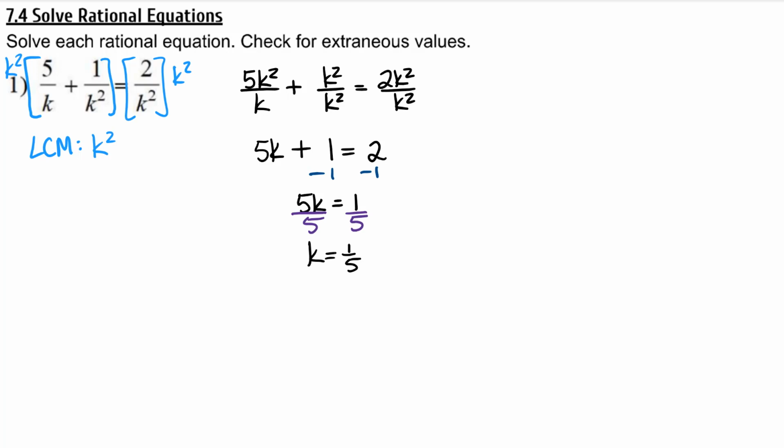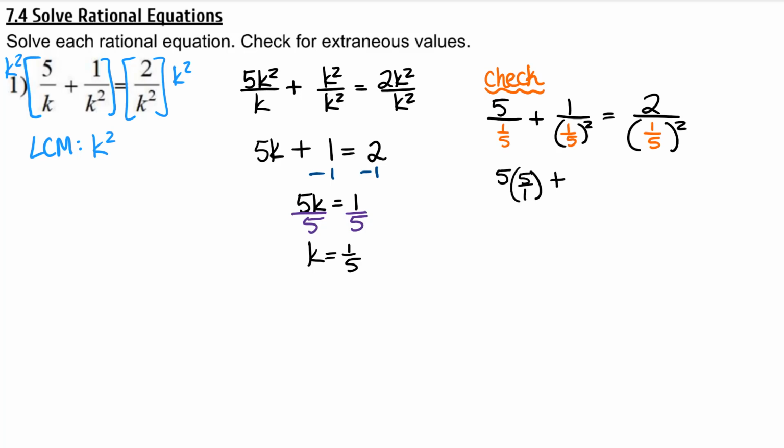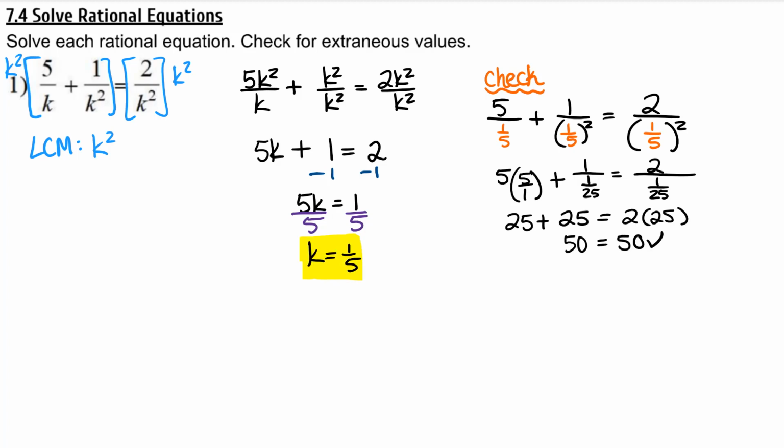And k equals 1/5. Would 1/5 make this denominator equal to 0? No, it wouldn't. So 1/5 is not an extraneous value. But let's check to make sure it still makes the equation true. Remember, this is an equation, so we can check by plugging it in. So we can check by plugging in our solution. So 1/5 is our answer.